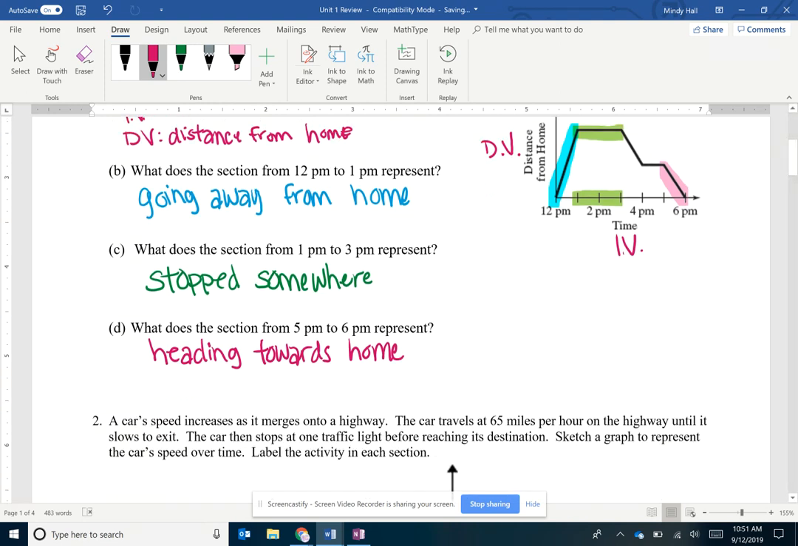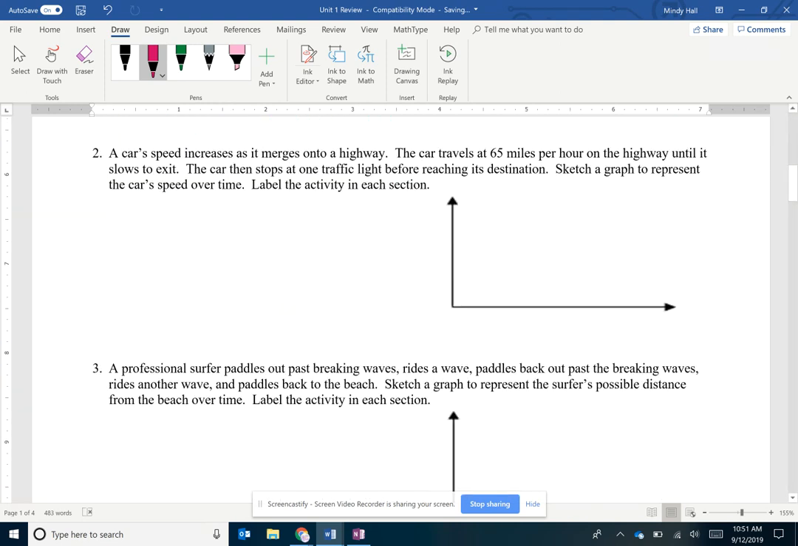Okay, so for the next one, a car's speed increases as it merges onto a highway. So I'm actually going to number these as I go to make my life a little bit simpler. A car's speed increases as it merges onto a highway. It travels at 65 miles per hour on the highway until it slows to an exit. So it travels for a little bit, and then it slows to an exit. Then the car stops at one traffic light before reaching its destination. So reaching the destination would be 5.